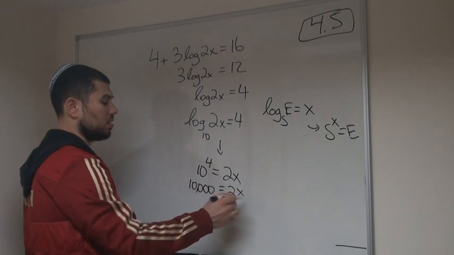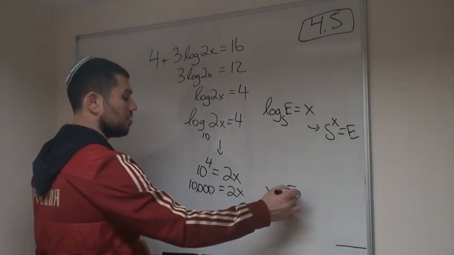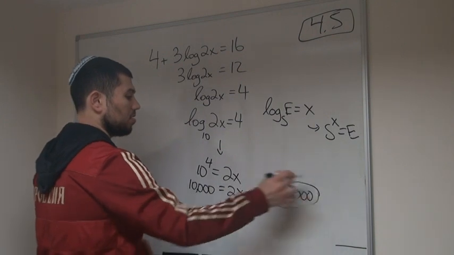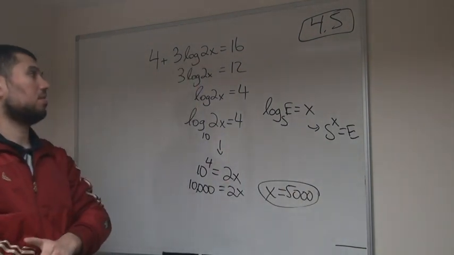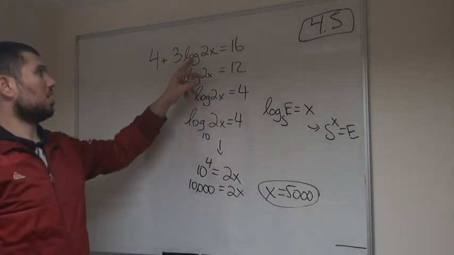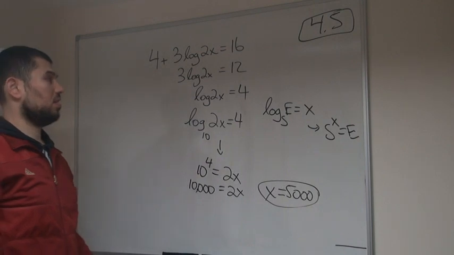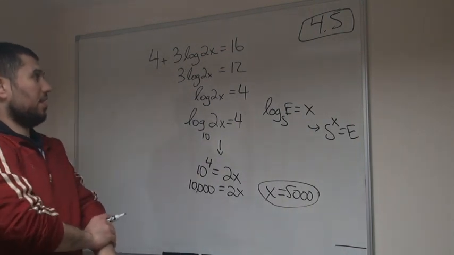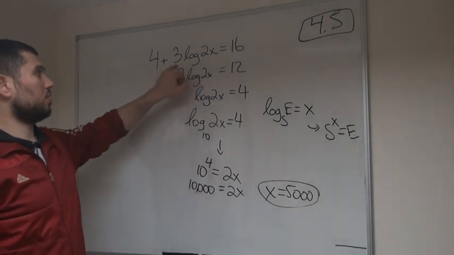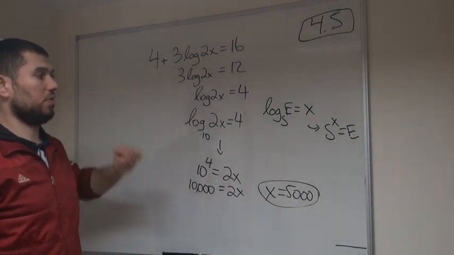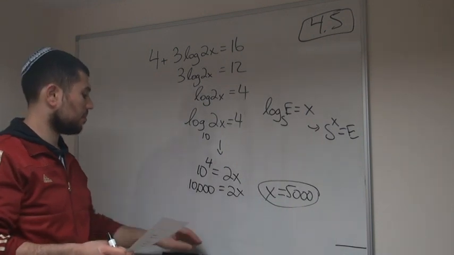That's 2x, so x should be 5,000. You can plug it back in to check it. Log of 2 times 5,000 is the log of 10,000. Log to the base 10 of 10,000 is 4. 4 times 3 is 12. 12 plus 4 is 16. So it checks out.